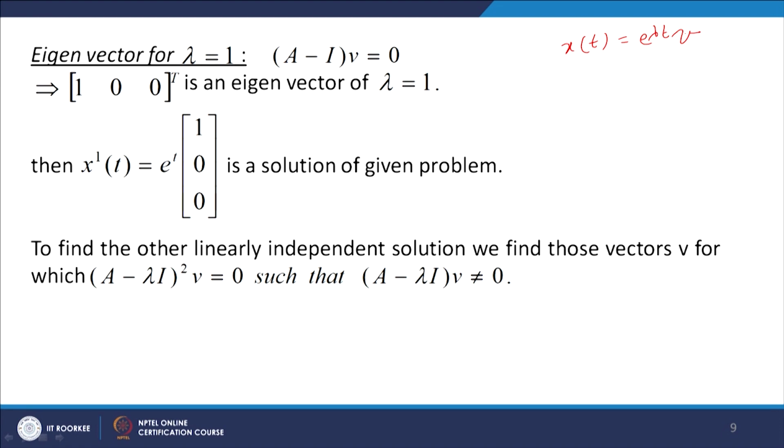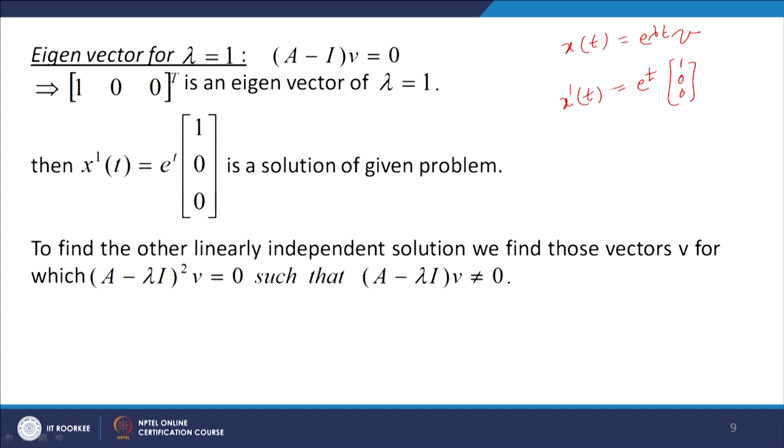If lambda is an eigenvalue and b is the corresponding eigenvector of the matrix A, then x(t) equal to e to the power lambda t into b is a solution of x dot equal to Ax. So, one solution x1(t), where lambda is 1 here, will be e to the power t, and the eigenvector we have taken as (1, 0, 0). So, we have one solution e to the power t into (1, 0, 0).